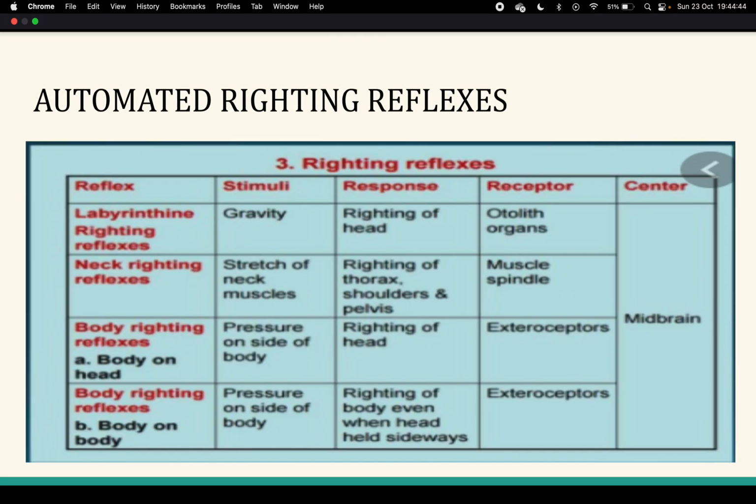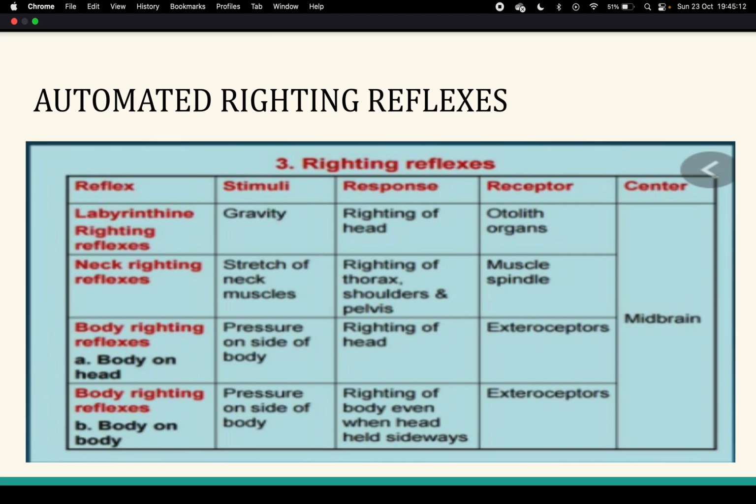These righting reflexes include the labyrinthine righting reflexes, which sense gravity as the stimulus, and the response is the righting of the head, and the receptor is the otolith organs. The neck righting reflexes have the stimulus of stretch of the neck muscles, and they respond in the form of righting the thorax, shoulder, and pelvis, and the receptors are muscle spindles.